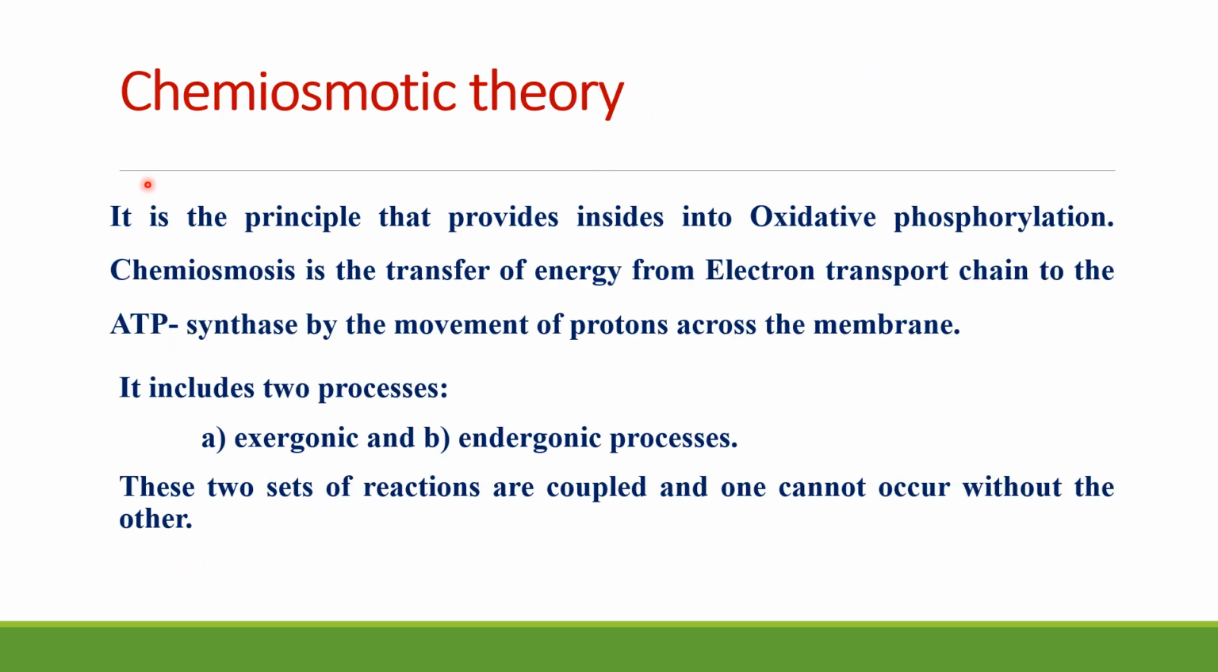During this entire course of study, one has to learn this chemiosmotic theory. This is the principle by which the entire process of oxidative phosphorylation takes place, and it's a universally accepted one. Chemiosmosis is the transfer of electrons from the electron transport chain to ATP synthase, and this occurs exclusively by the movement of protons across the membrane, that is, from the mitochondrial matrix to the intermembrane space.